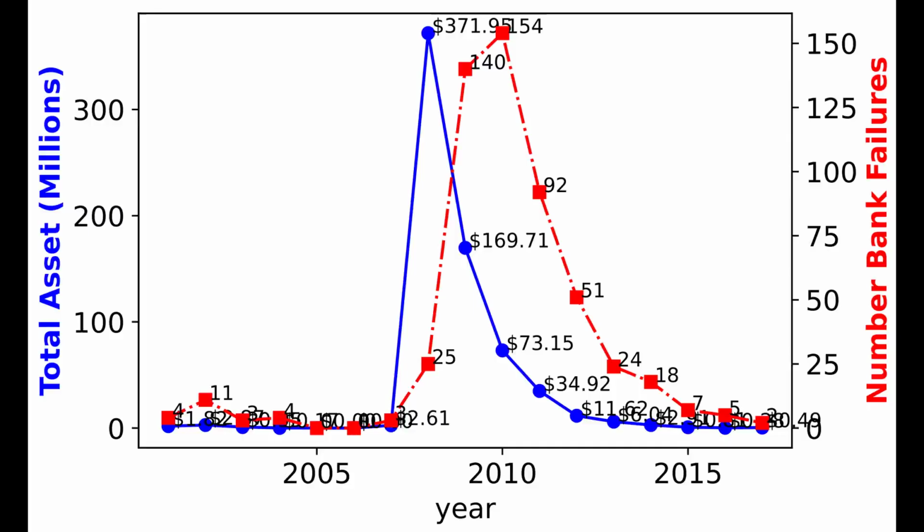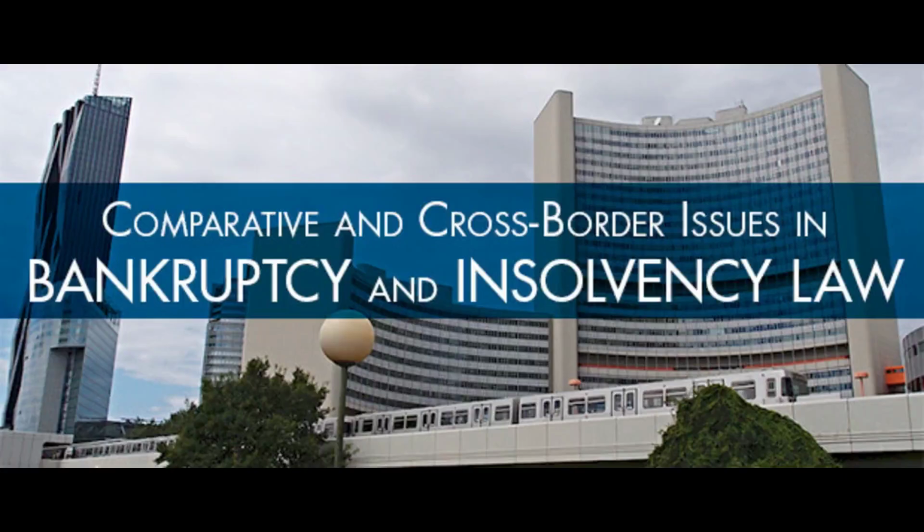7. Cross-border implications of bankruptcy. The report briefly touches on Chapter 15, which deals with cross-border insolvency issues. In an increasingly globalized economy, the implications of bankruptcy extend beyond national borders.